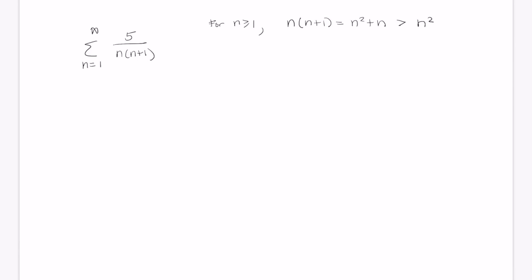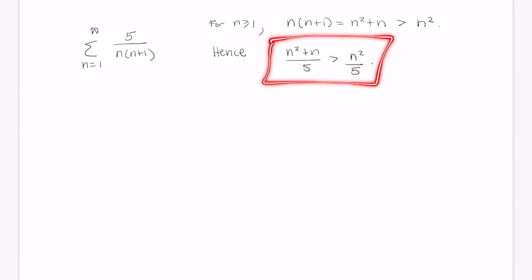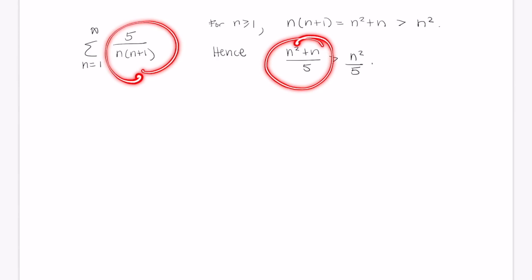All right, now that you've proved this inequality to yourself, let's continue. So we know for values of n beginning at 1 and getting larger, this inequality holds. So we can also say, hence, n squared plus n divided by 5 must be greater than n squared divided by 5. Again, I've changed nothing. I just divided both sides by 5. And now what do I have here? Well, I have the reciprocal of my series.